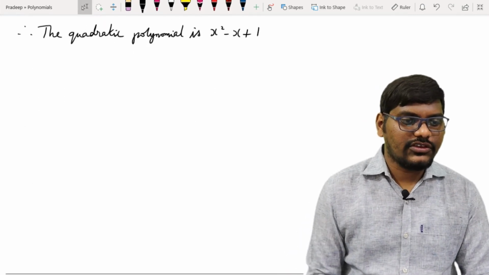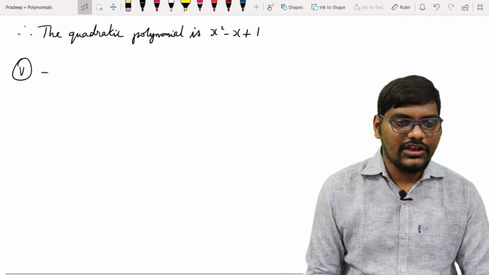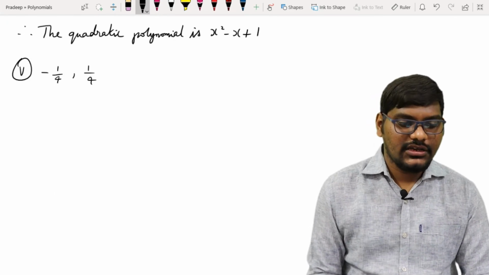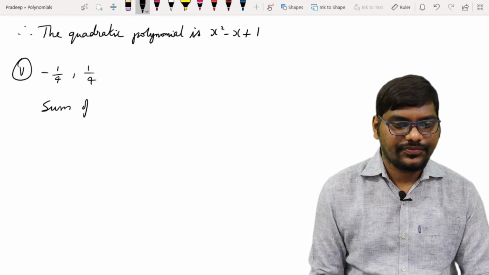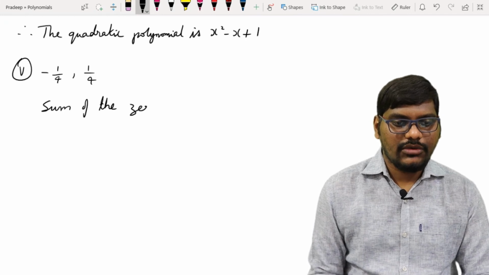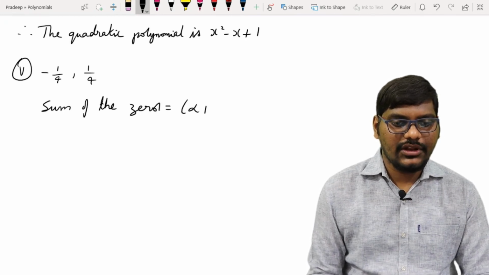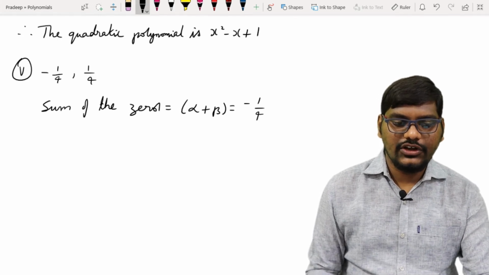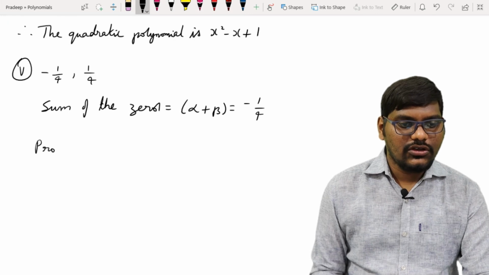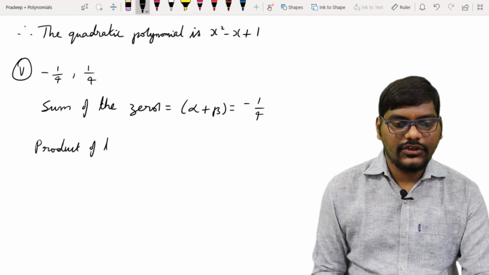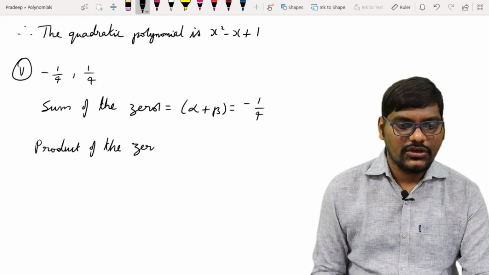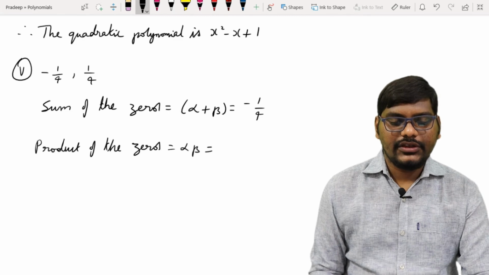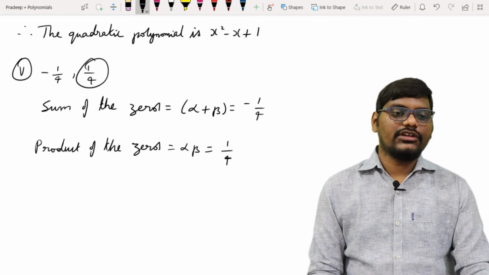Okay. So next is the fifth one. The values given are minus 1 by 4 and 1 by 4. So we'll write the sum of zeros. The sum of the zeros, that is alpha plus beta, was given as minus 1 by 4. So we'll do the product of zeros also. The product of the zeros, alpha beta, is 1 by 4, given for the product.